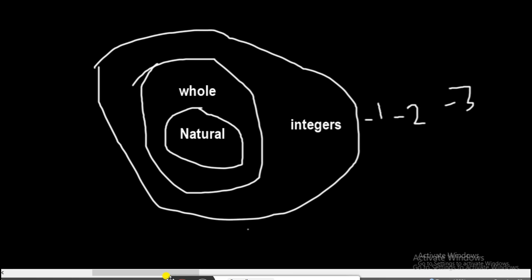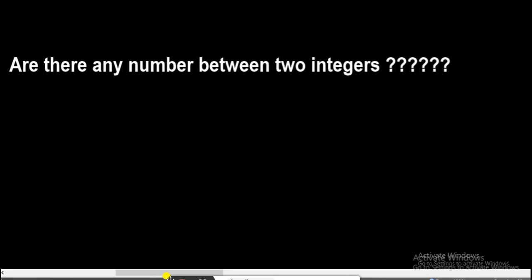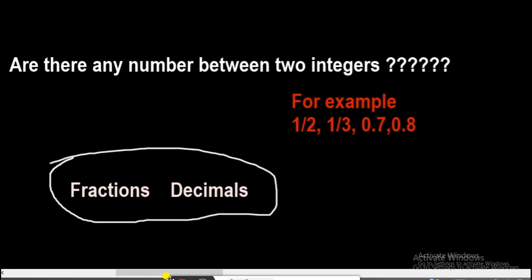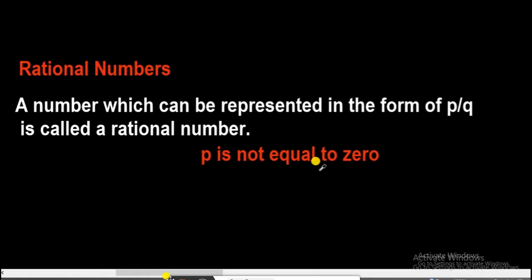Now the question is, are there any numbers between two integers? Let's say between 0 and 1. Yes, and we use them all of the time. For example, half, 1/3, 0.7, 0.8. So between two integers, we have these non-integers, which are known as fractions or decimals. And this entire set of integers, fractions and decimals are called rational numbers, and they are denoted by the letter Q.